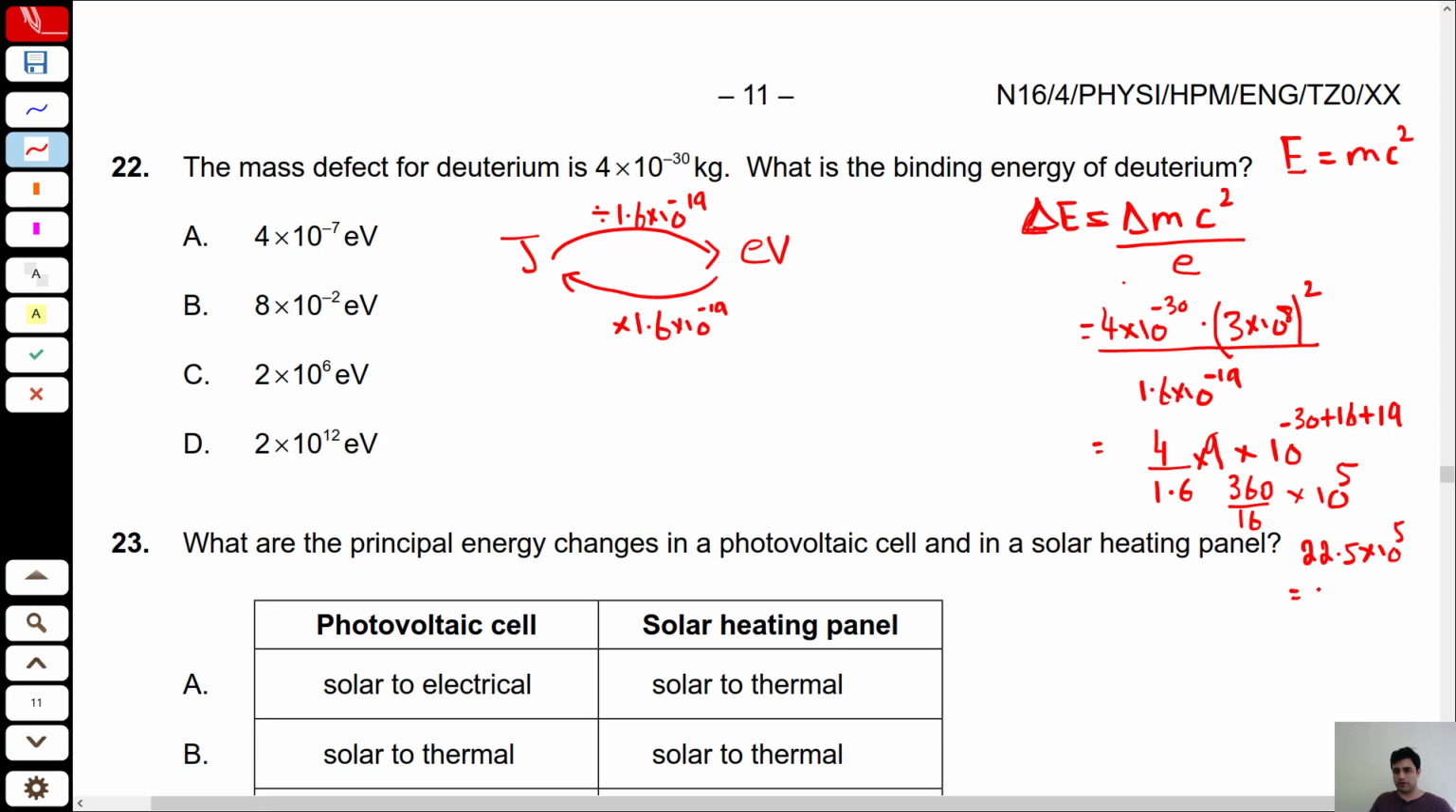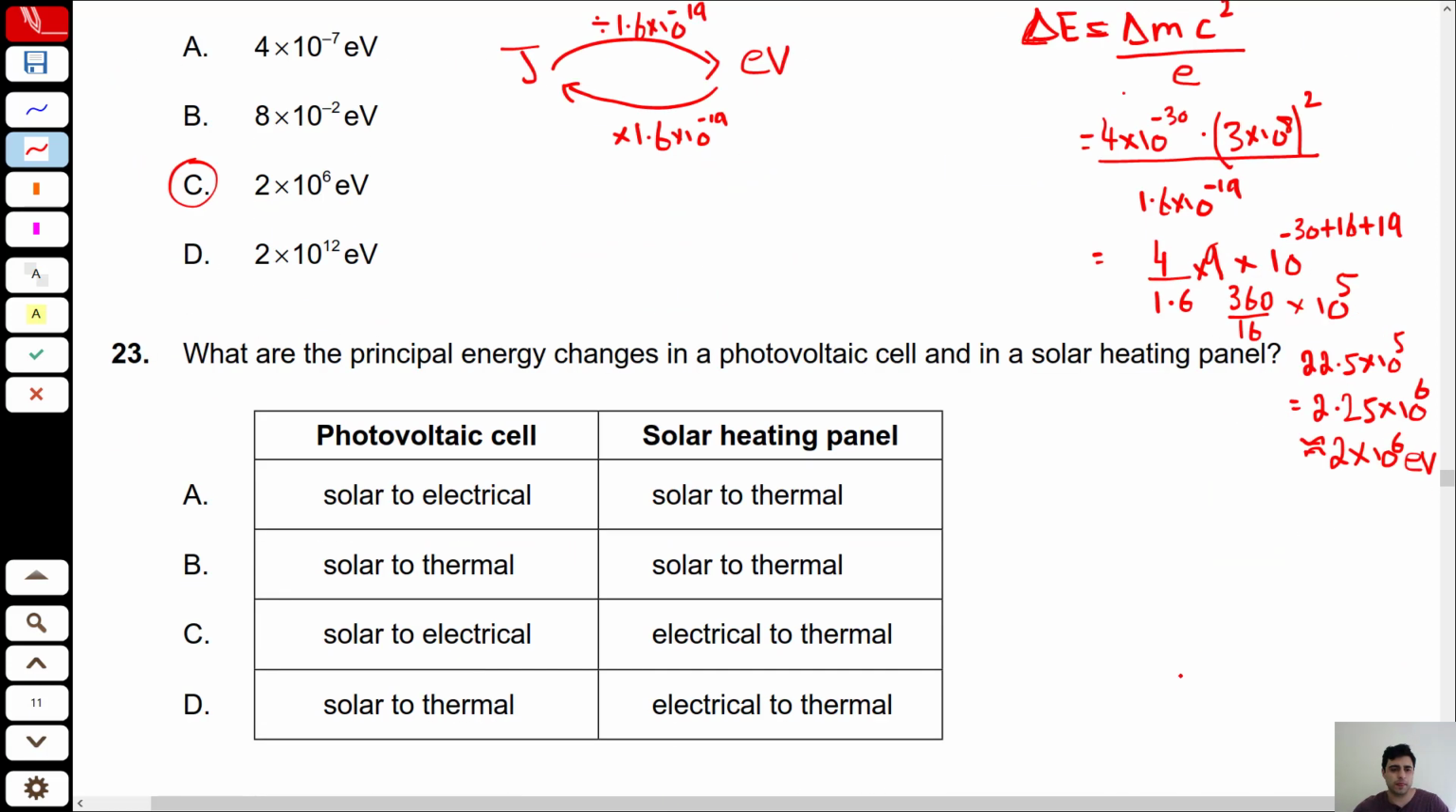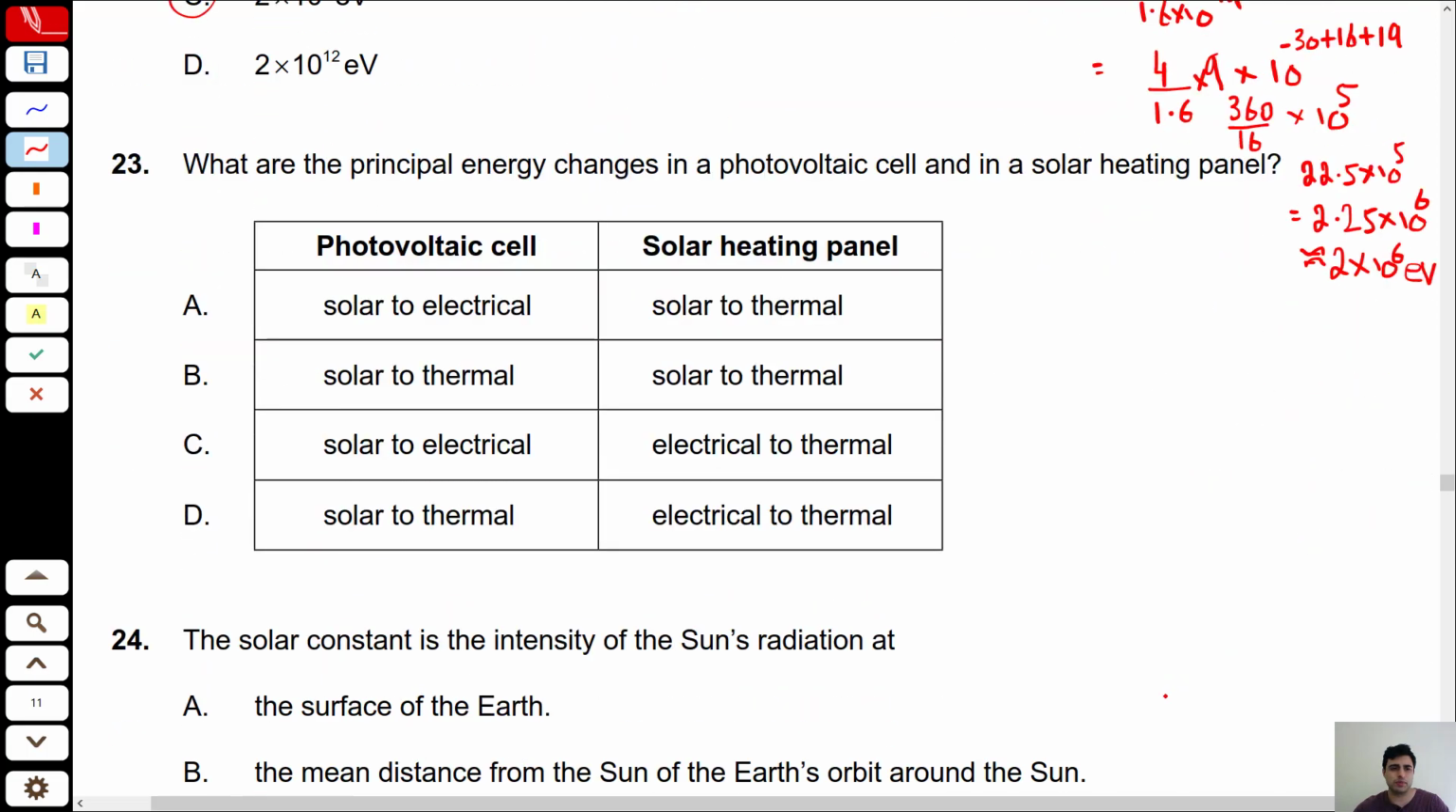Standard form, scientific form will be 25 times 10 to the power 6. So which answer is closest to this one? It's going to be approximately 2 times 10 to the power 6. You can see this is the answer. It's around electron. Okay? Alright, good. Yeah. So number 23.